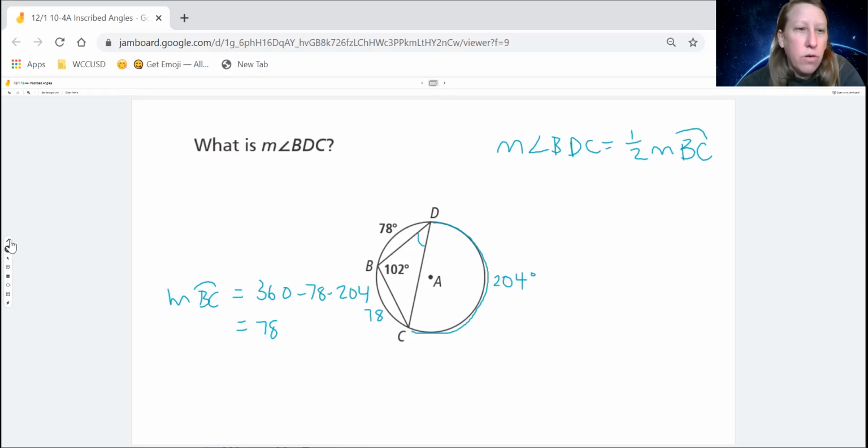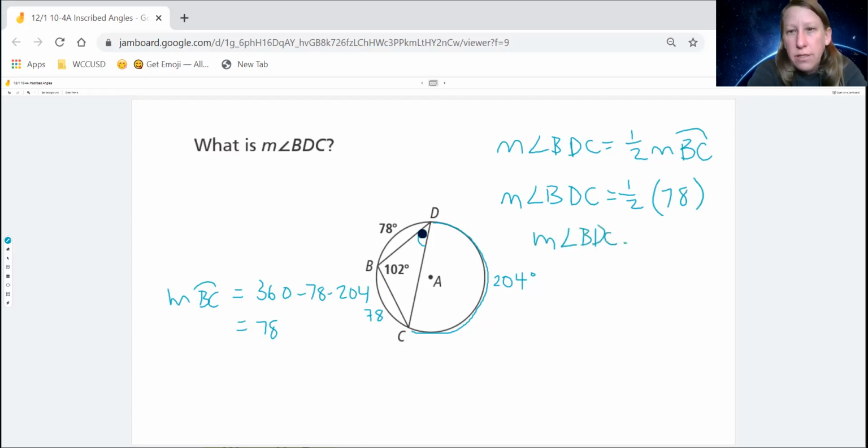I wanted to know the measure of this arc, because once I have that, I can find the measure of this angle. So let me go finish this problem. The measure of angle BDC is half, and we know the measure of arc BC now is 78. So my answer is going to be whatever half of 78 is, which is 39. Cool.